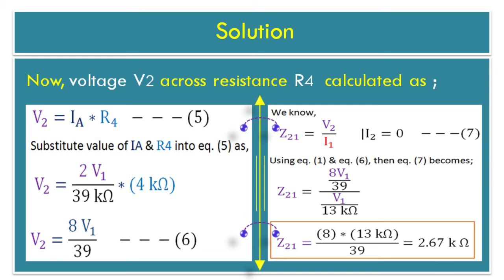Substitute value of current IA and resistance R4 into equation 5. After calculation, we get voltage V2 is equal to 8V1 divided by 39, which is given by equation 6. We know open circuit impedance parameter Z21 is equal to V2 upon I1, where I2 is equal to 0, which is represented by equation 7.